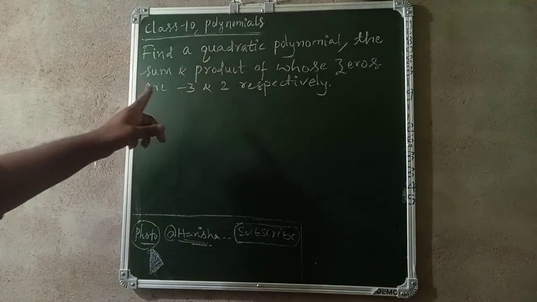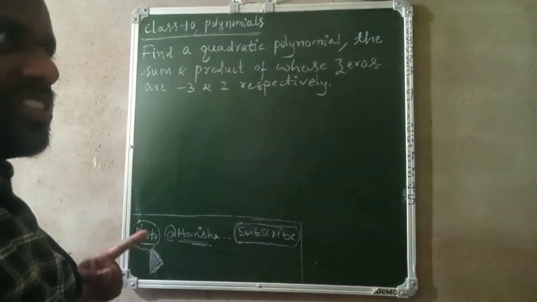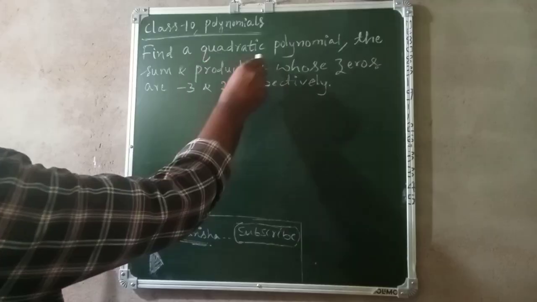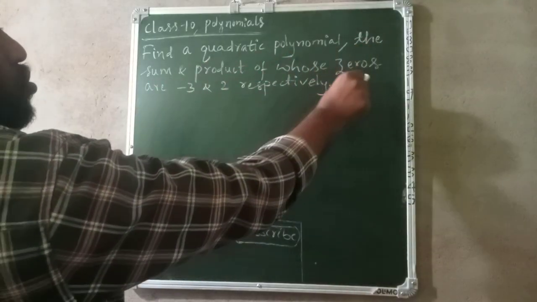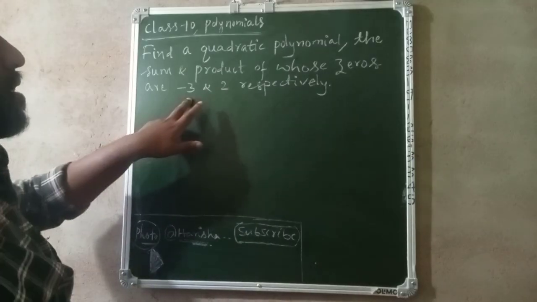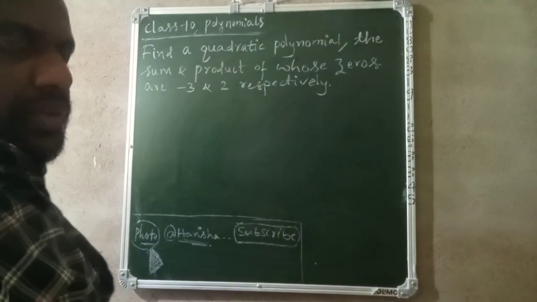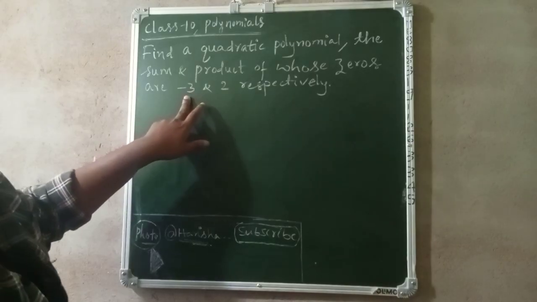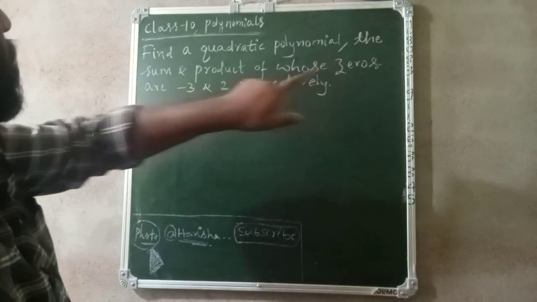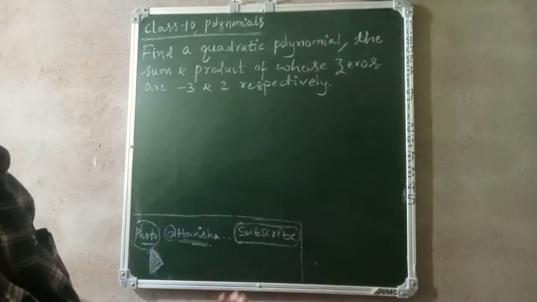This is for class 10 students, polynomials chapter. Find a quadratic polynomial, the sum and product of whose zeros are -3 and 2 respectively. They are given not zeros, but the sum and product of zeros.